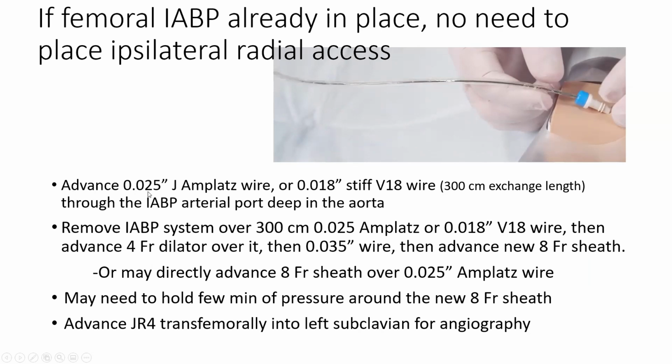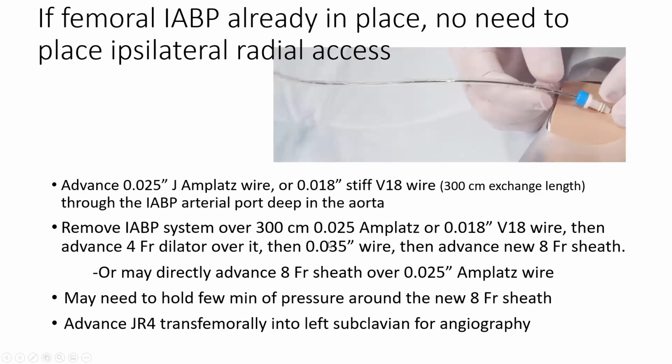So one, you advance an 0.25-inch Impella wire or 0.18-inch stiff V18 wire, long, 300 centimeters, through the balloon pump arterial port deep in the aorta. Then you take out both the sheath and the balloon pump while keeping that wire in. Then over that wire, you can directly advance an 8 French sheath in patients who are not very thick, especially if you have an 0.25-inch Impella wire, or alternatively, you can advance a 4 French dilator so that you can get an 0.35-inch wire, then advance a new 8 French sheath over the 0.35-inch wire.